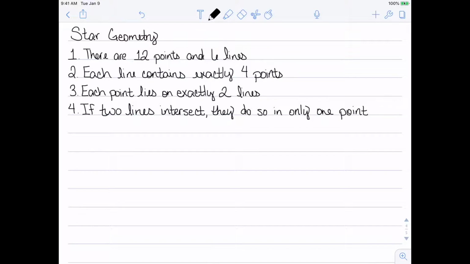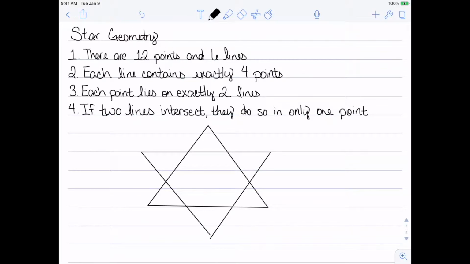And we want to find a geometrically faithful model for this system and then try to determine if it's a projective plane. So we know we need 12 points and 6 lines, and we can see that this is called star geometry. So it's probably going to be a star with 6 lines. So let's start there. So here's a star that contains 6 lines, and if I put points on all of these, we have 1, 2, 3, 4, 5, 6, 7, 8, 9, 10, 11, 12. So we've satisfied the first thing.